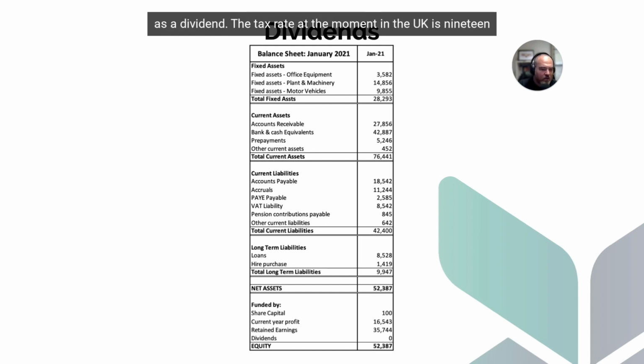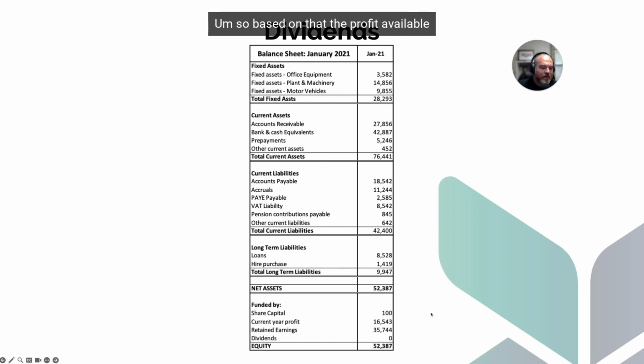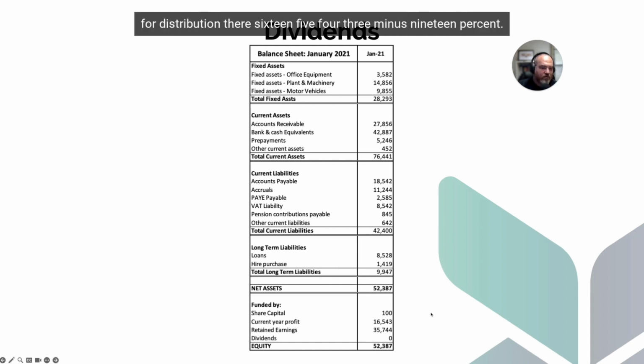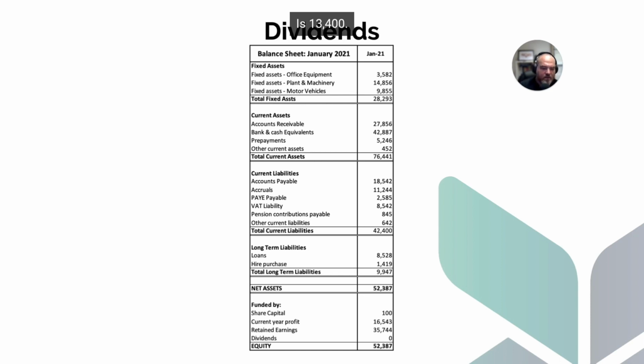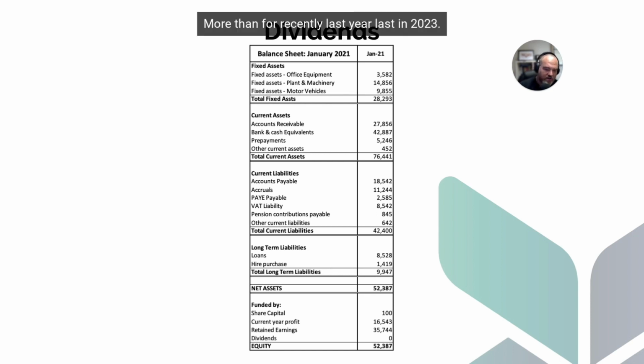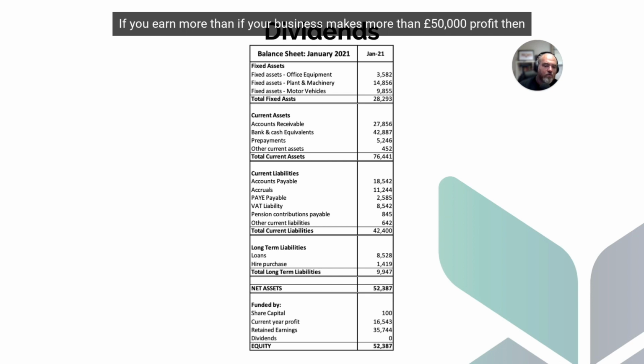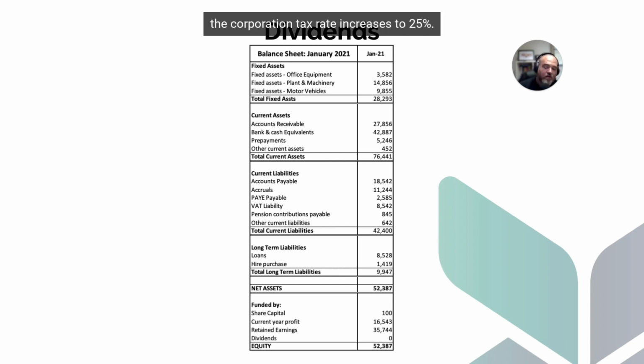The tax rate at the moment in the UK is 19% if you make less than £50,000 profit. Based on that, the profit available for distribution there is 16,543 minus 19%. So the actual element of that profit that is distributable as a dividend is 13,400. Recently, in 2023, HMRC changed the corporation tax rate. If your business makes more than £50,000 profit, then the corporation tax rate increases to 25%.